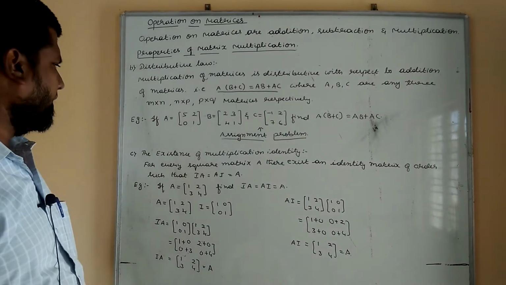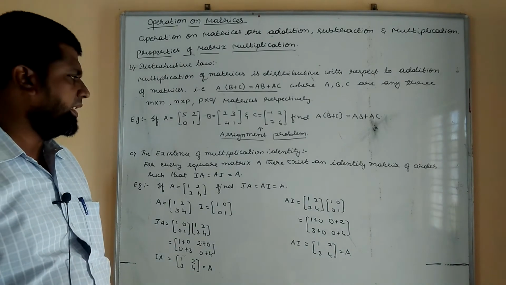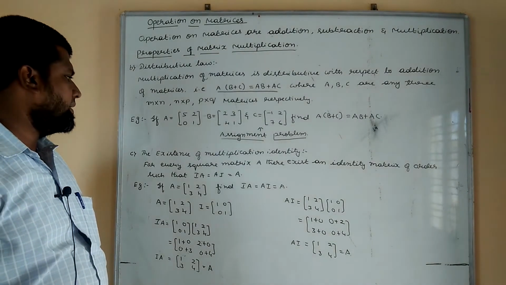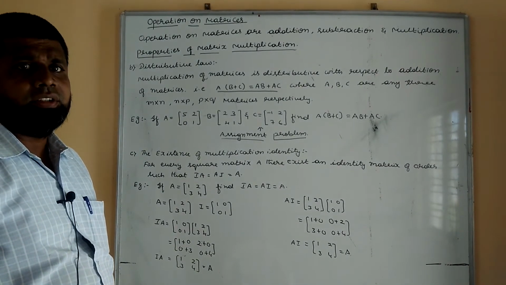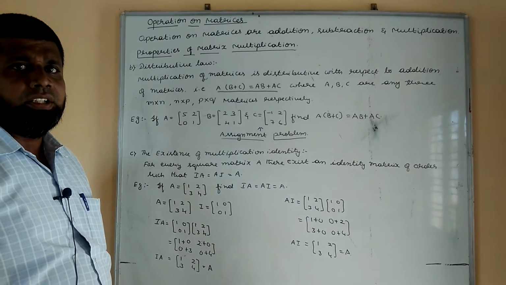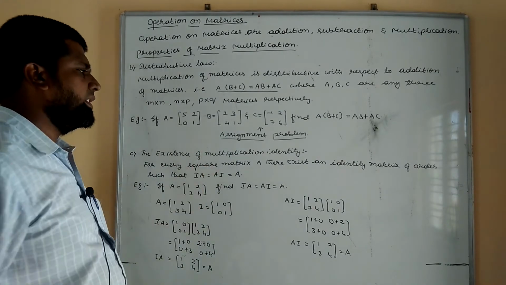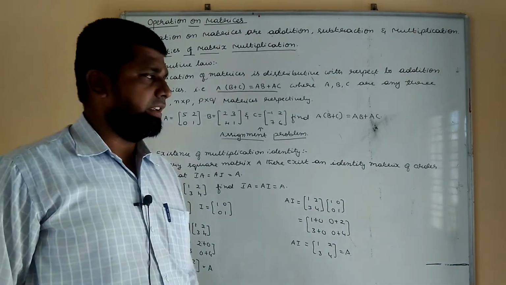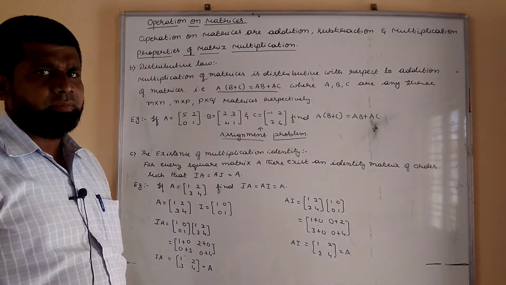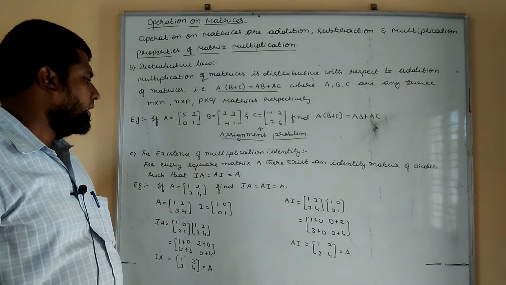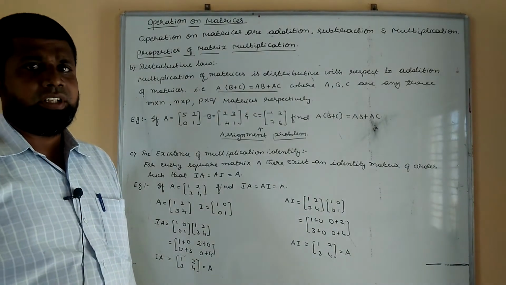Let us go for the next property, the existence of multiplication identity. Existence of multiplication identity means you have to take a square matrix. For that square matrix, you have to multiply with identity matrix. You are getting the same matrix, that is called the existence of multiplication identity. For every square matrix A, there exists an identity matrix I of the same order such that I is an identity matrix and A is a matrix. Then we are getting the A. If you multiply A with identity matrix, again you are getting the A.